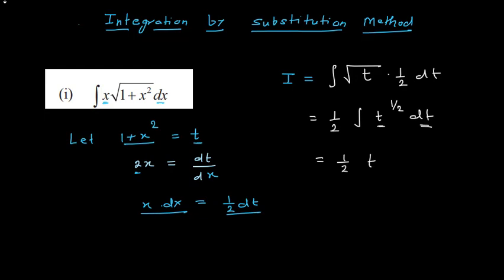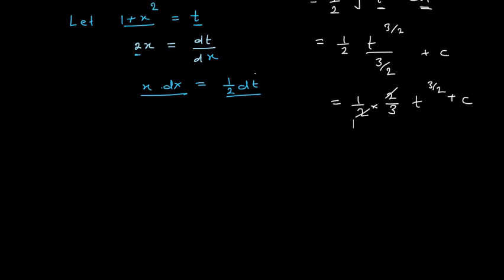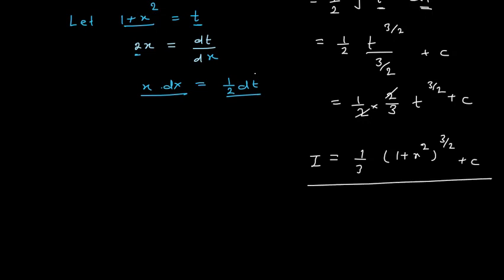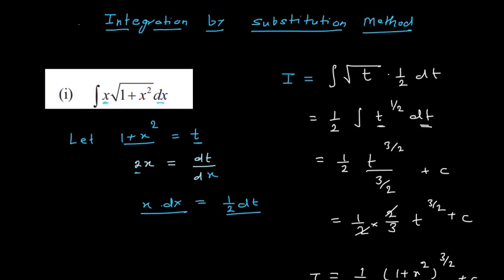So it is 1 by 2 into t power, 1 by 2 plus 1, which is 3 by 2, divided by 3 by 2, plus c. So it becomes 1 divided by 2 into 2 divided by 3 into t power 3 divided by 2 plus c. Now this t stands for 1 plus x square, so I replace it. It is 1 divided by 3. My integration I is 1 divided by 3 into 1 plus x square the whole power 3 divided by 2 plus c. This is the first problem.